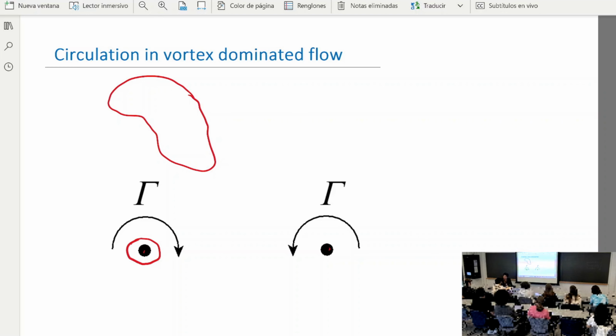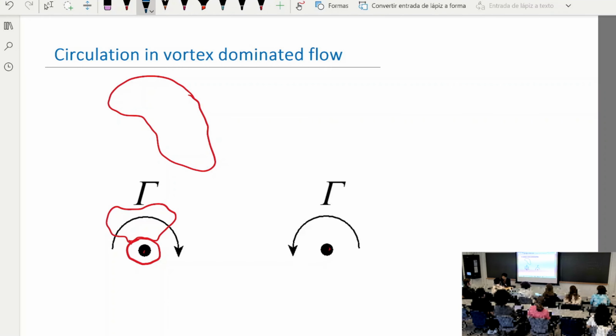Which means if you add this contour with another contour that doesn't include it, the circulation is still gamma. Which means if I have now the blue contour that goes like this, that blue contour is going to have a circulation of gamma. So you can basically append to this circular contour any arbitrary additional contours that don't include that vortex.